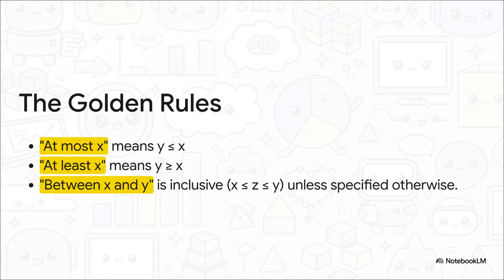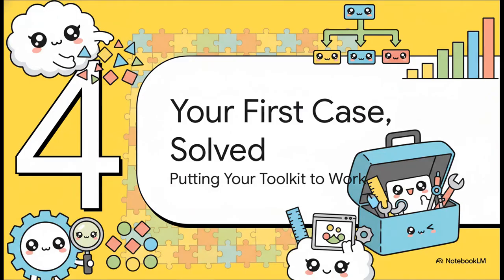Now, before we wrap this up, we have to cover the golden rules. Every good detective lives by a code, and this is ours. Seriously, getting these wrong can throw off an entire investigation. At most X means X or less. At least X means X or more, and between X and Y almost always includes X and Y. Memorize these. They are absolutely non-negotiable. And that's it. Your training is complete. You started with what looked like total chaos, and now you have a full detective's toolkit to bring some clarity to that chaos. Your first case is officially solved.